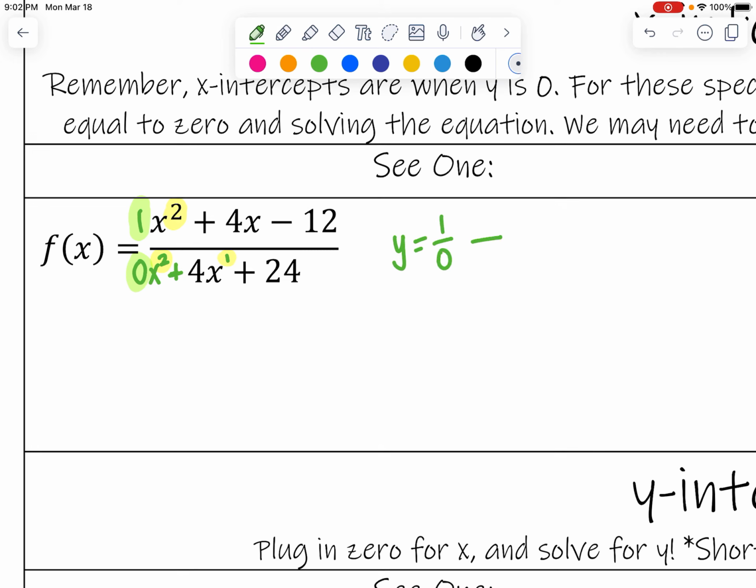But we have a problem. This is undefined. If ever you have this issue, that means that there is no horizontal asymptote because that value is undefined. We cannot divide by 0. It actually will show up as another type of asymptote, but that's beyond what we're going to do together in this class.